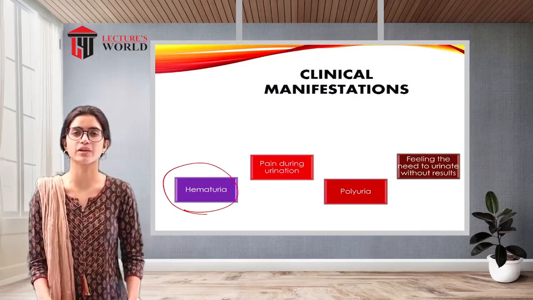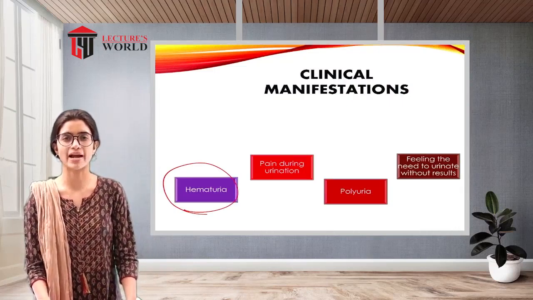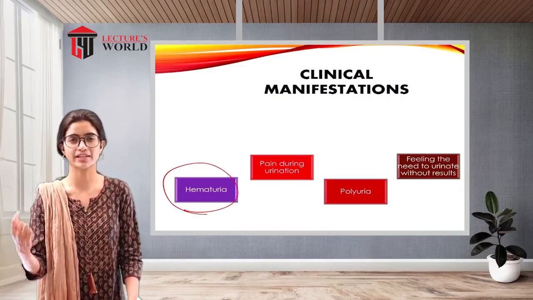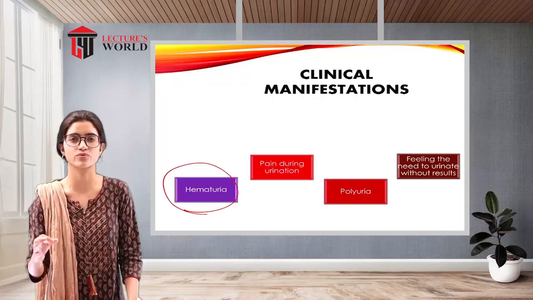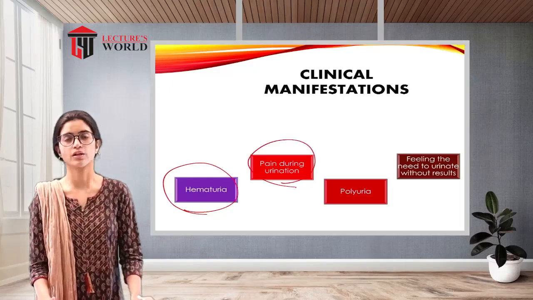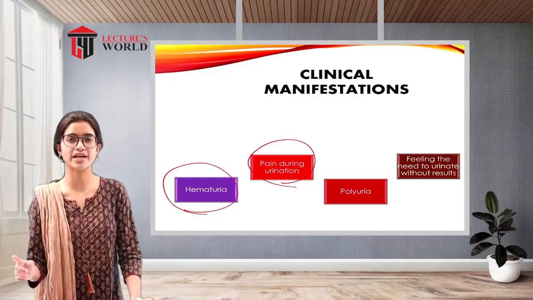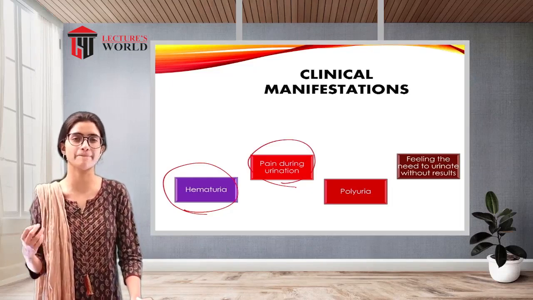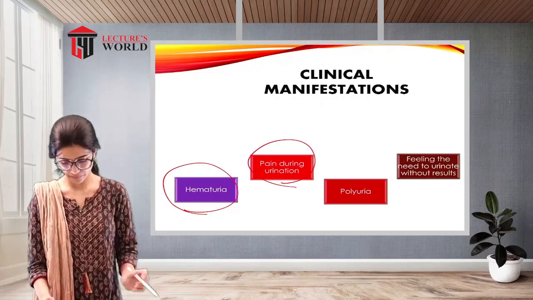Number one is hematuria. Hematuria is the presence of blood within the urine. Since the bladder's primary function is storage of urine, the cancerous growth is going to cause hematuria within the patients. The second is pain during urination. Not only is hematuria there, but the patient will also be complaining of pain during urination.